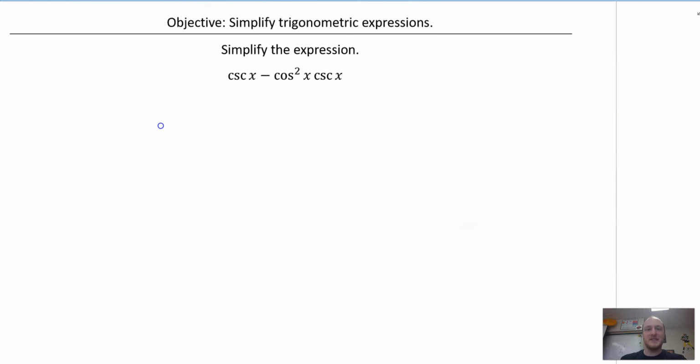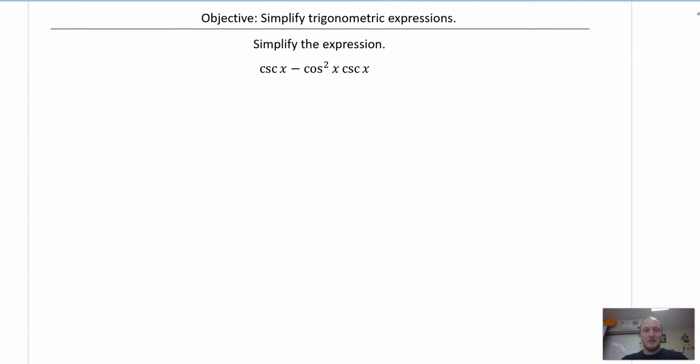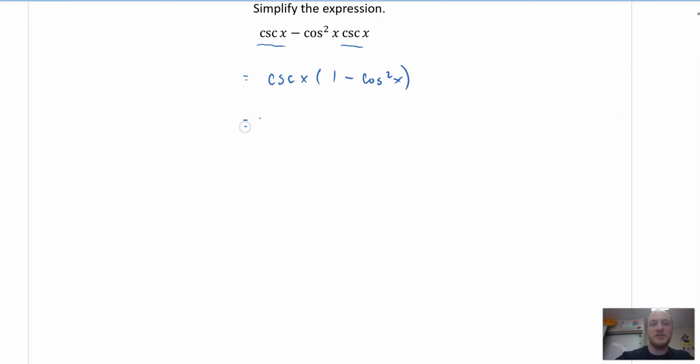All right, here is the next example. Same type of idea here, right? I hope you see that we have a cosecant of x in both terms. Okay, so I'm going to factor that out. So this is going to be equal to cosecant of x times 1 minus cosine squared of x. Well, didn't we just say that 1 minus cosine squared of x is equal to sine squared of x? We did. So this is cosecant of x times sine squared of x.